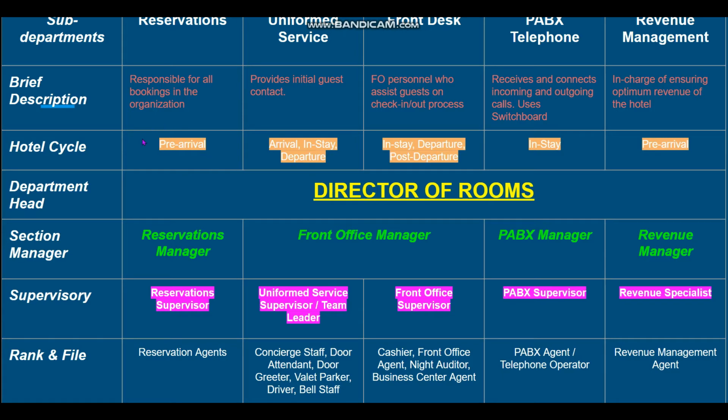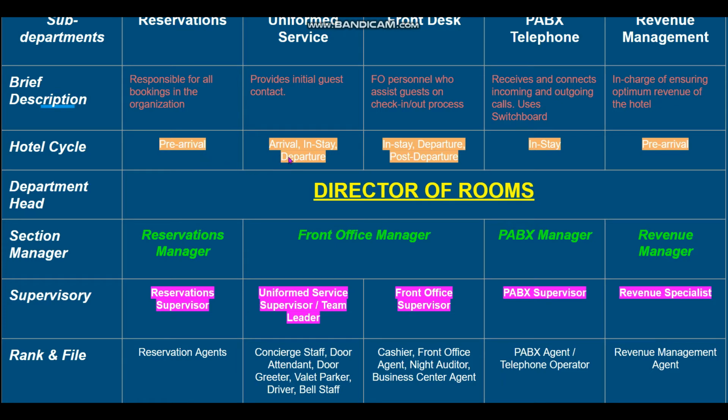So if we're going to look at their involvement in terms of the hotel cycle, basically the reservations team can be seen on the pre-arrival stage of the guest. They're the first people who are going to come in contact through emails or any booking medium such as phone, travel agency bookings, or corporate bookings.